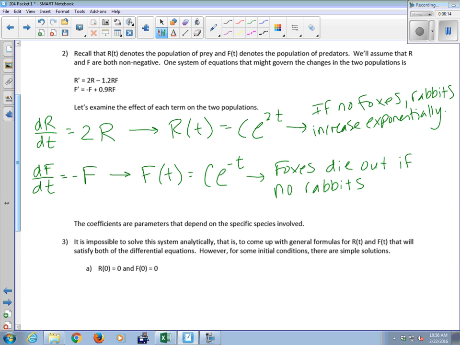the rabbit and fox interactions benefit the foxes, right? Because it's positive 0.9. It's bad for the rabbits, negative 1.2. It's worse for the rabbits than it is good for the foxes. Does that make sense? Because the 1.2 is bigger.